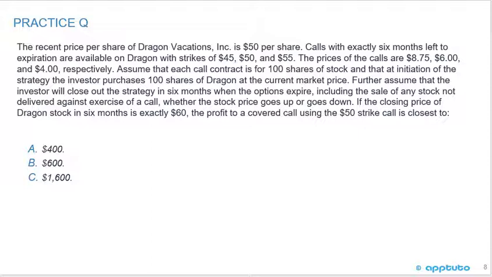Assume that each call contract is for 100 shares of the stock and that at initiation of the strategy, the investor purchases 100 shares of Dragon at the current market price. We see the current market price is $50, okay? Further assume that the investor will close out the strategy in 6 months when the options expire, including the sale of any stock not delivered against exercise of a call, whether the stock price goes up or goes down. If the closing price of the Dragon stock in 6 months is exactly $60, the profit to a covered call using the $50 strike call is closest to A, $400, B, $600, or C, $1,600.